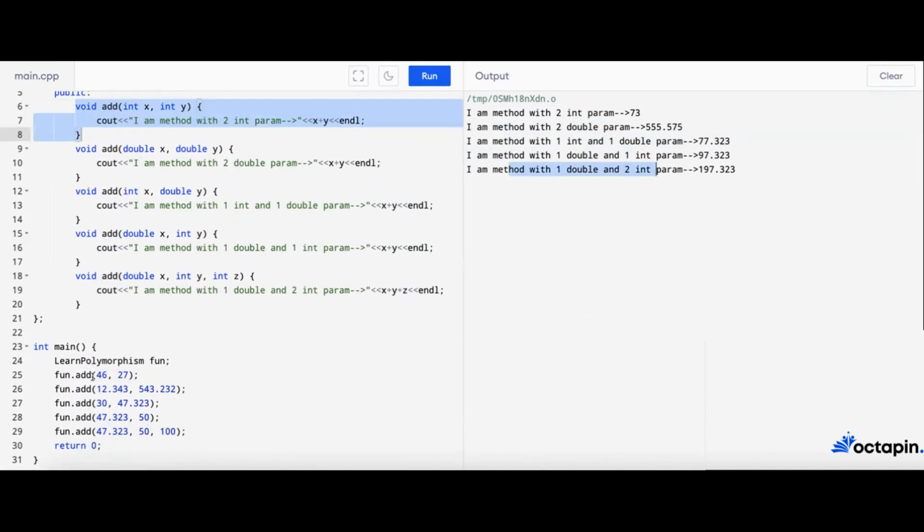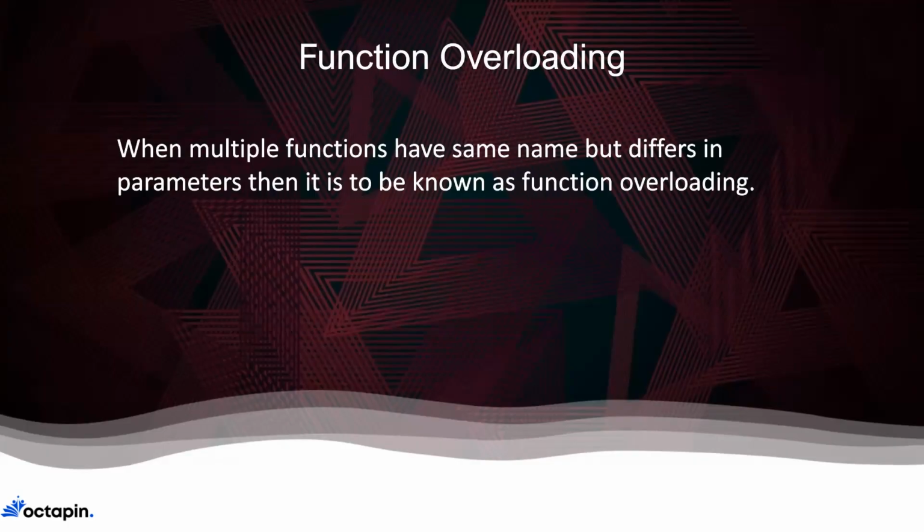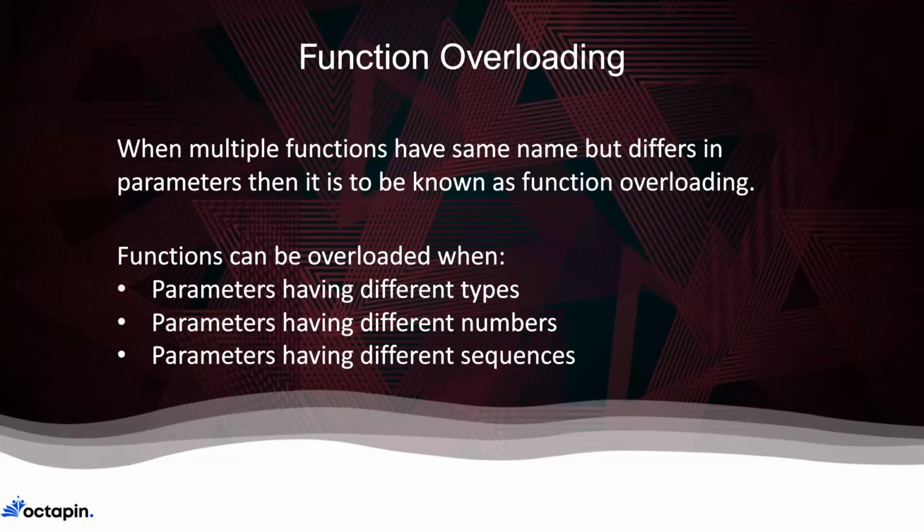So we have seen function overloading, where we can have the same function name but with different parameters. If we summarize it, function overloading means functions with the same name where parameters can have different types, different numbers, and different sequences.